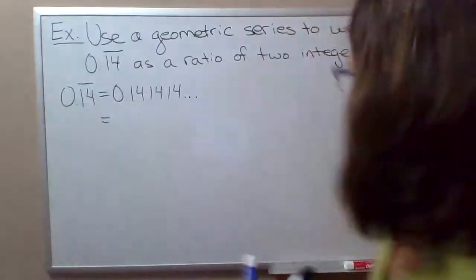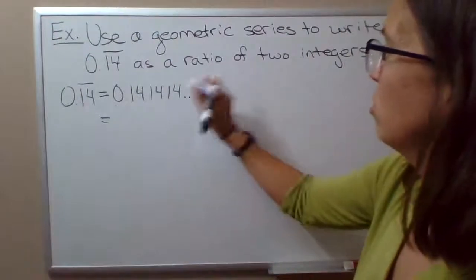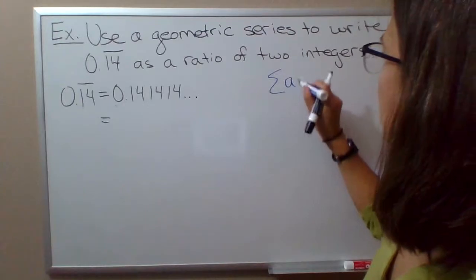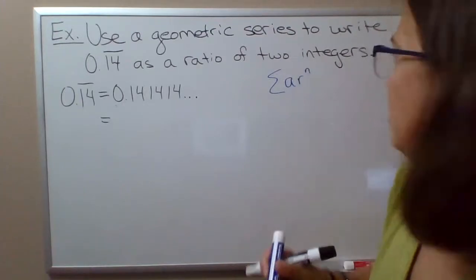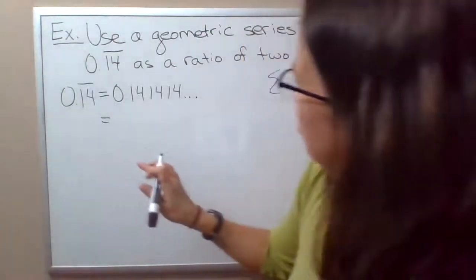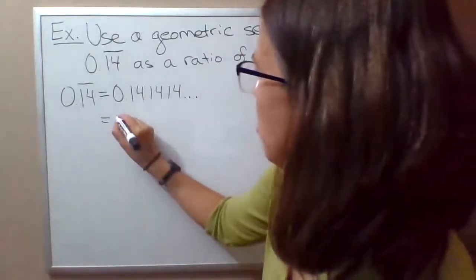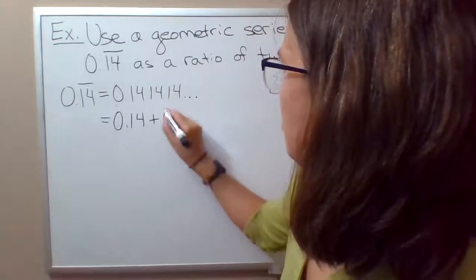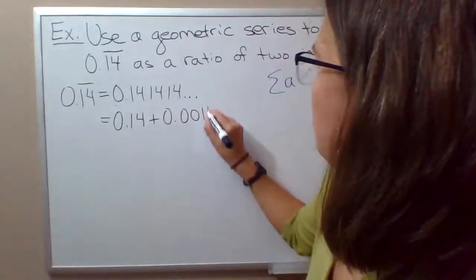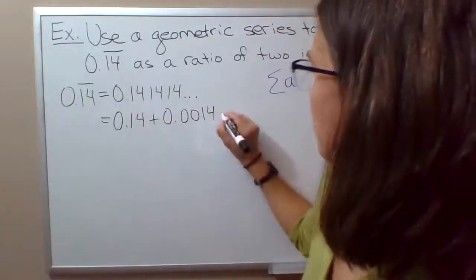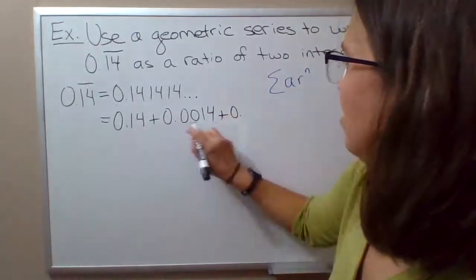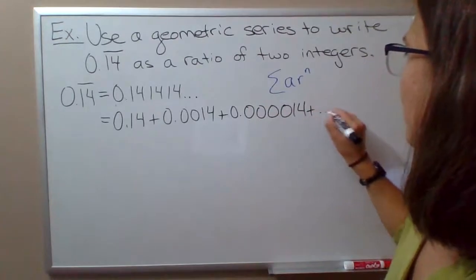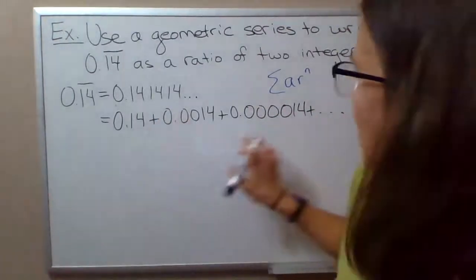The goal is to use a geometric series. So the goal is to express this number as an infinite sum of the form a times r to the n. So to start out, I might break this up with 0.14 plus 0.0014 plus 0. Let's see, 1, 2, 3, 4, 0.000014. Okay, and I don't really care to continue much longer in that way.